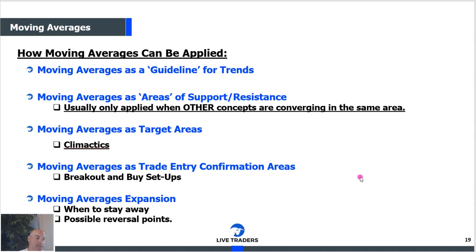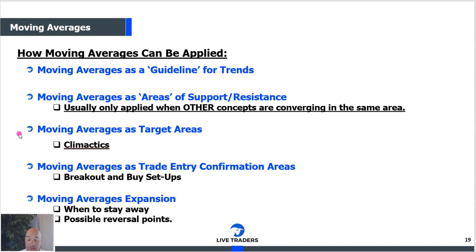So you can use them as a guideline for trends. You can use them as areas of support or resistance, assuming they happen near a pivot or support. You can use them as target areas specifically for climactics. You can use them as trade entry and confirmation areas like we looked at on breakouts and even buy setups sometimes. And then when they're expanding away from each other, you can look at them as possible reversal points as well. So they can be very effective when used properly with price and volume.